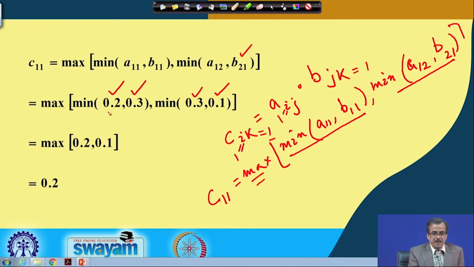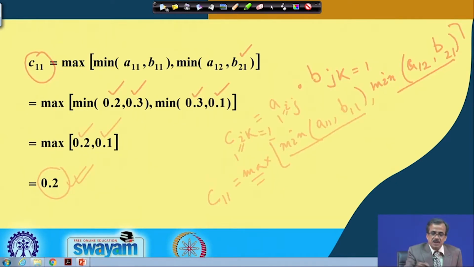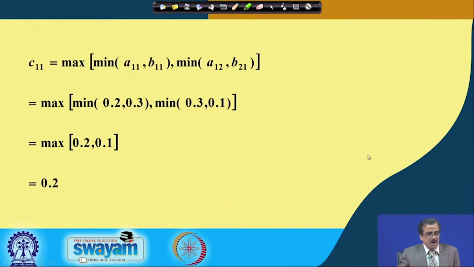Now, comparing 0.2 and 0.3, the minimum is 0.2. Similarly, comparing 0.3 and 0.1, the minimum is 0.1, and the maximum between 0.2 and 0.1 is 0.2. So C11 is 0.2, and following the same procedure, I can also find the other elements of this matrix.